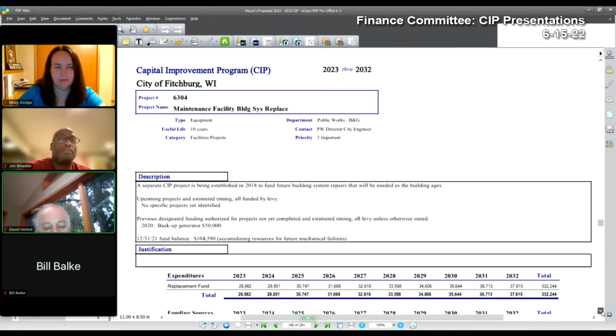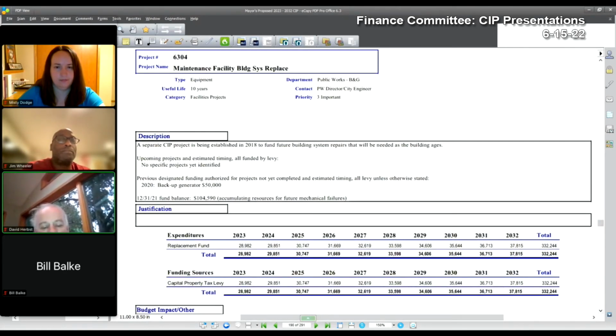6304, maintenance facility building systems replacement. This would be for the Public Works maintenance facility on Fish Hatchery Road. Annual replacement fund to establish, again, major building and mechanical systems. No changes have been made to this project.